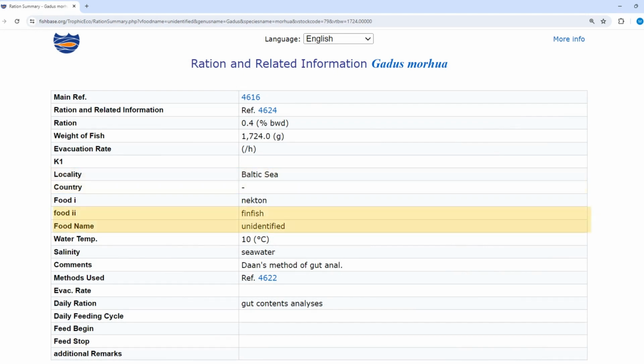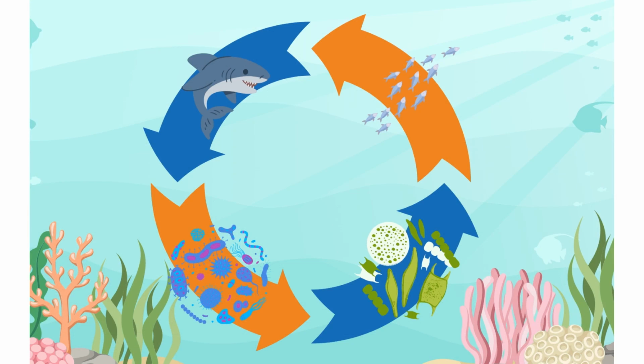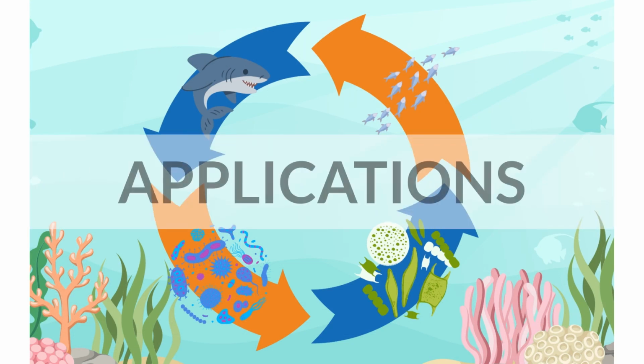Food 2 and food name fields specify food consumed with more detail, and the comments field provides further descriptions of length or weight measurements. Data below the comments field is part of the methods used section, which lists methods used for the estimation of daily ration. Other pertinent details may also be added under additional remarks. Hopefully this increases your understanding of the trophic ecology tables in FishBase and SeaLifeBase.